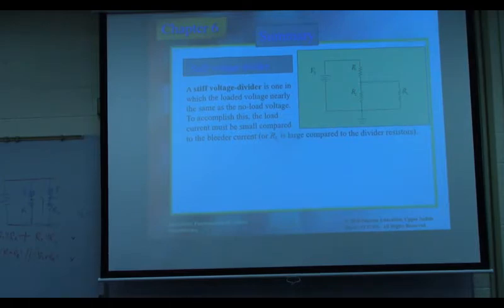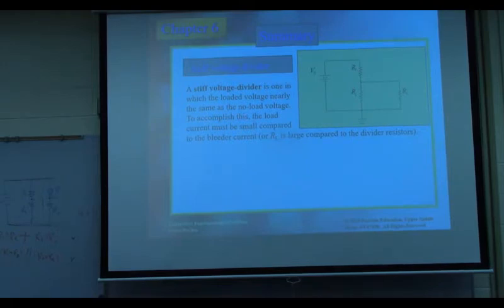The reason is, first, your calculation is wrong. Okay, you double check, it is correct, right? The reason is possibly that the meter as a load will change the readings. Usually we do not want the change to be large. So we want this change to be small. That is called a stiff voltage divider.